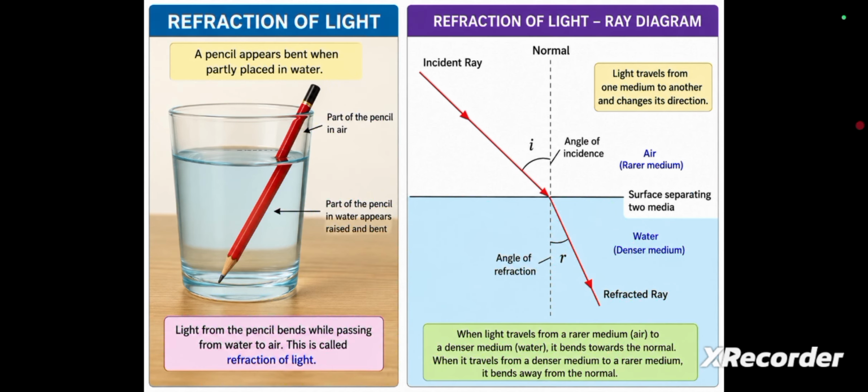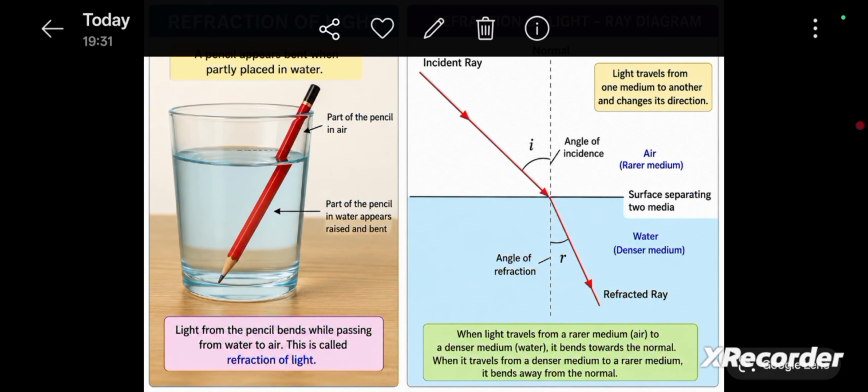We have to take some materials: a glass tumbler with water, and a pencil or spoon. Place the pencil inside the glass of water. What do we observe? The pencil looks bent or broken.